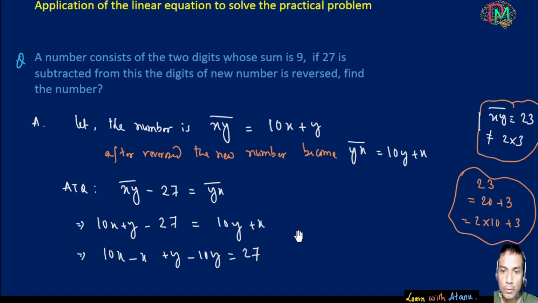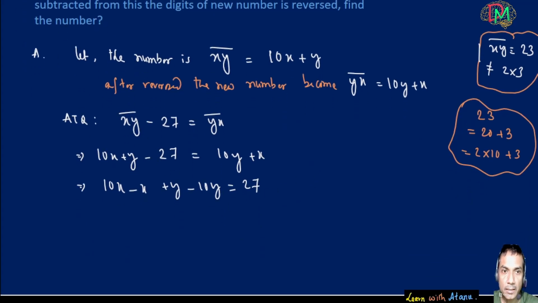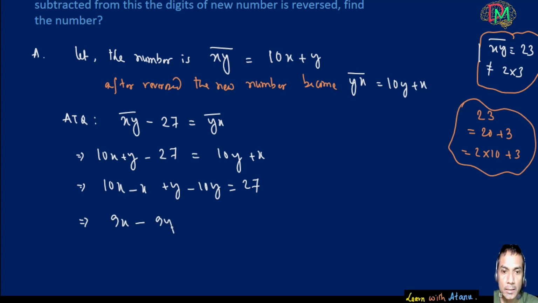So next we get 9x minus 9y is equal to 27. So 9 is a common factor, so x minus y is equal to 27 by 9. Next, x minus y is equal to 3.